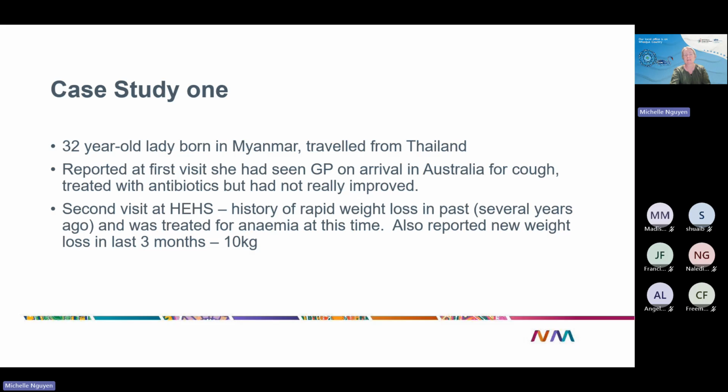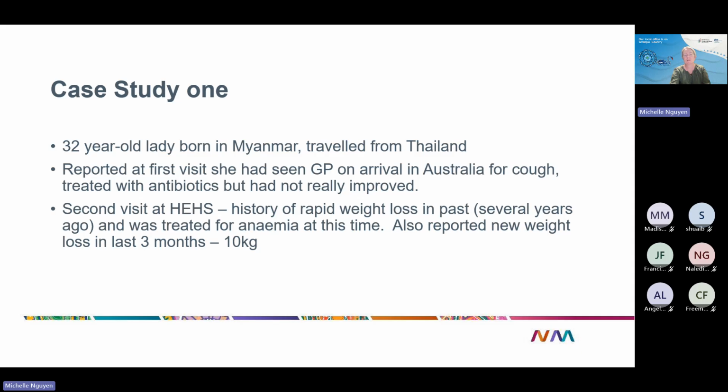The first case study is a 32-year-old lady born in Myanmar who travelled from Thailand, had lived in a Thai refugee camp. And she reported at the first visit with us that she'd seen a GP on arrival in Australia for cough and he treated with antibiotics, but she'd not really improved.